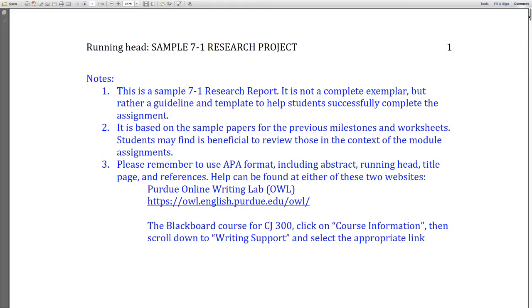Okay, please remember to use APA format. That means you need to have an abstract, a running head, a title page, and references at the end. Help can be found at either of these two websites, the Purdue Online Writing Lab or OWL. There's the link. Or you can use the Blackboard course, the shell as it is sometimes called for CJ300. You click on course information, then scroll down to writing support and click on the appropriate link. Okay?